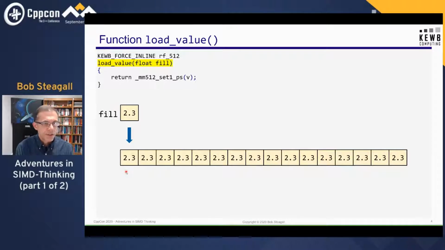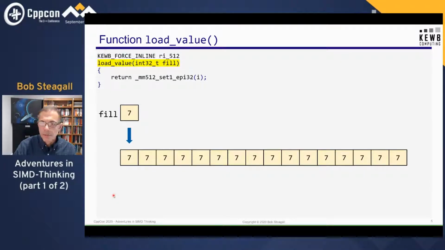So the first one is very easy, the first 2. We want to fill a 512-bit register with some value. So the function is very simple. I pass in the floating point value, I call the intrinsic, and the intrinsic broadcasts the value of the argument to all 16 elements that are part of that 512-bit register. And there is an analogous function for ints, for int32. And int32 and float are types that are natively supported by the 512-bit integers.